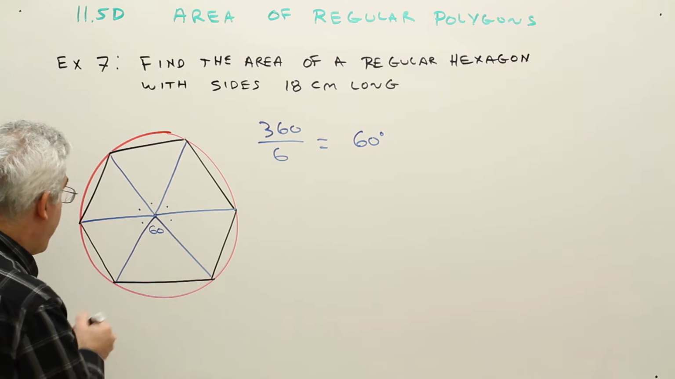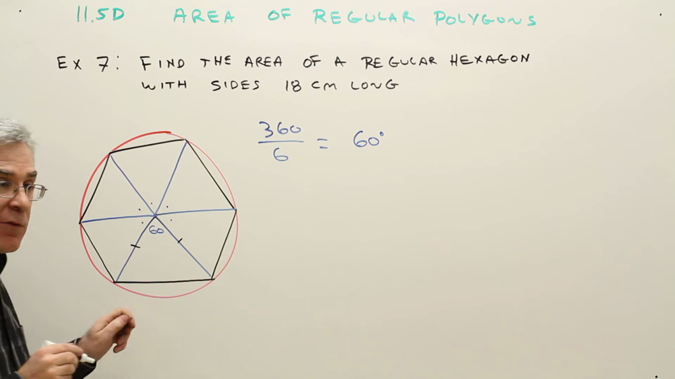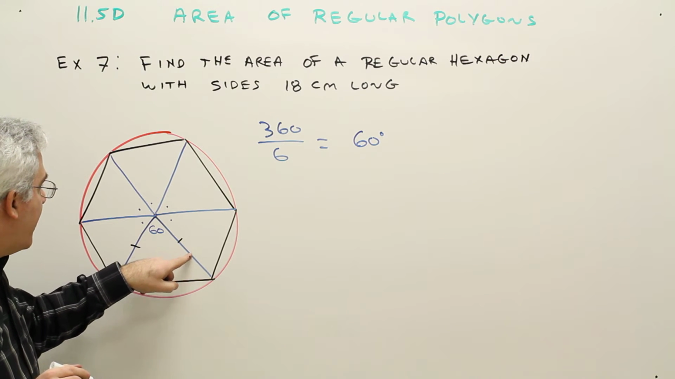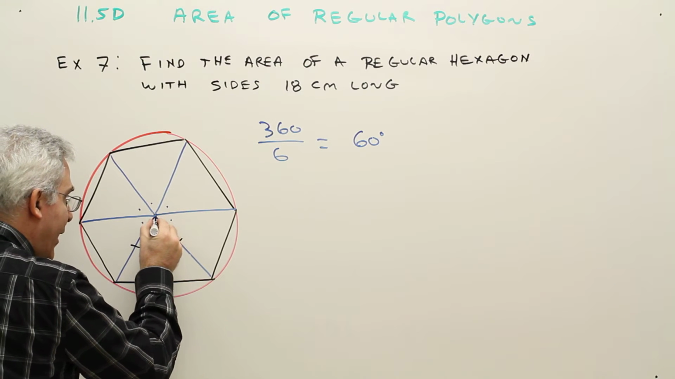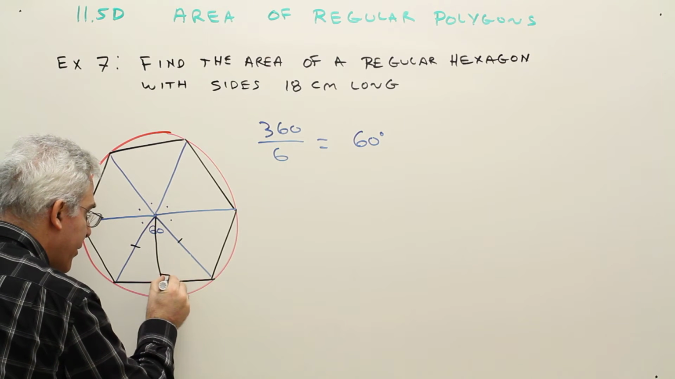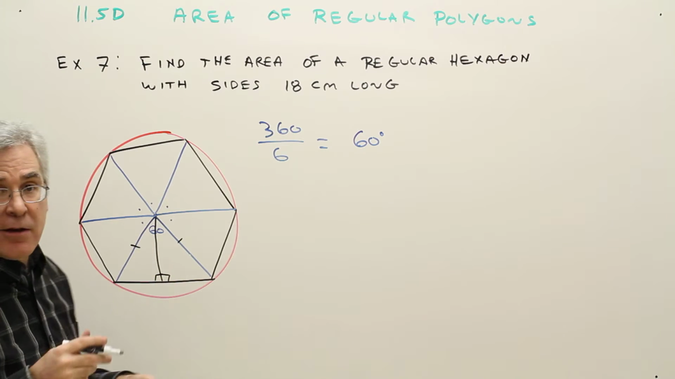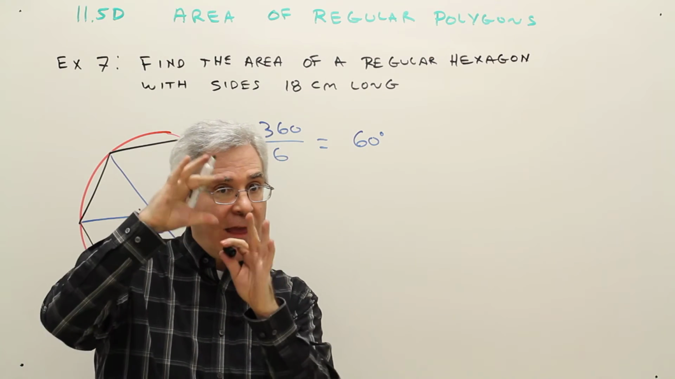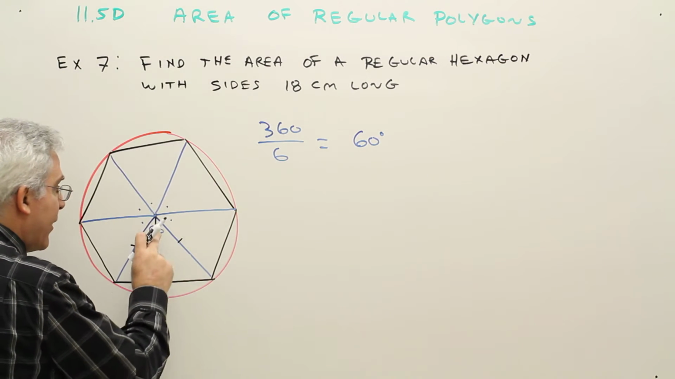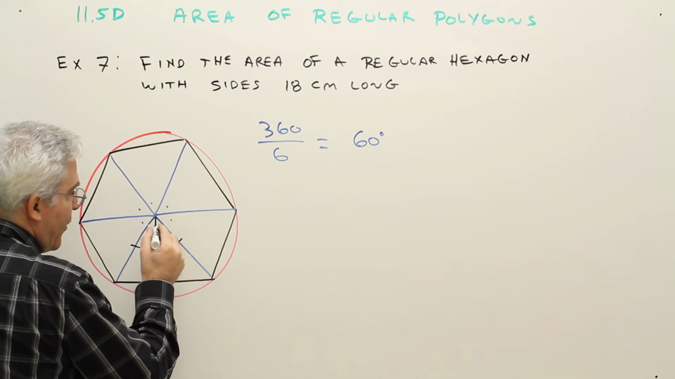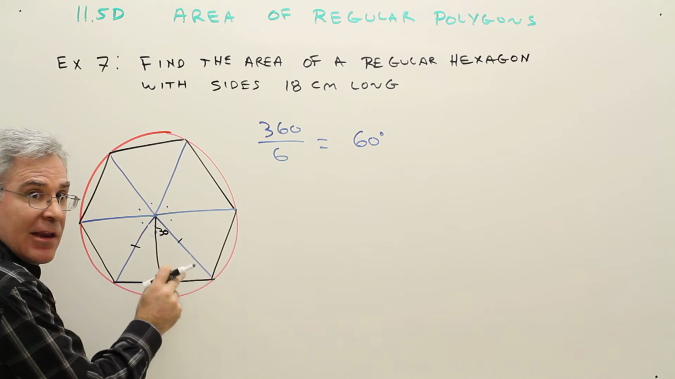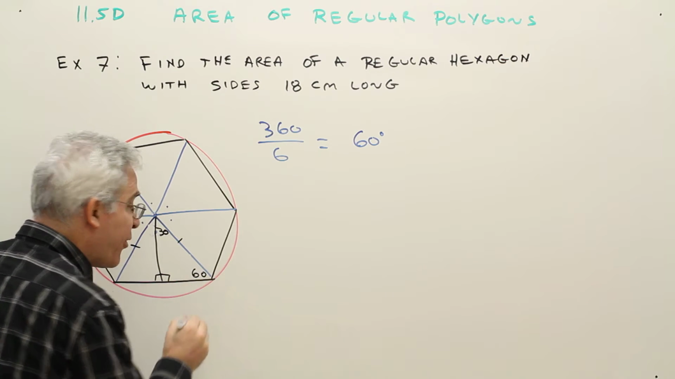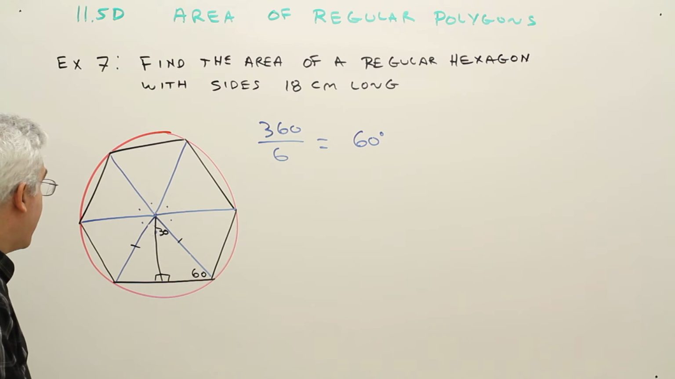Then, note that this is an isosceles triangle. These radii are congruent. So when I drop this altitude down to here, again, it's going to bisect that angle and the opposite side. So this 60, we'll just talk about this one over here, is 30. So I now have 30 and 90. So again, I've got a 30, 60, 90 right triangle.